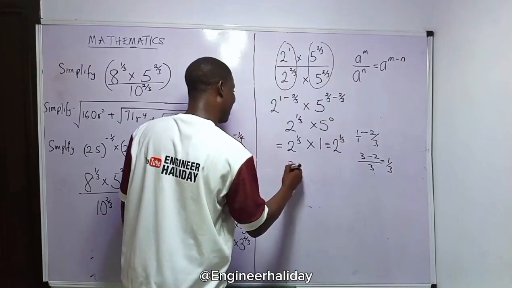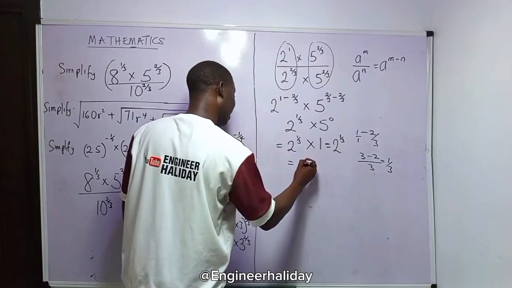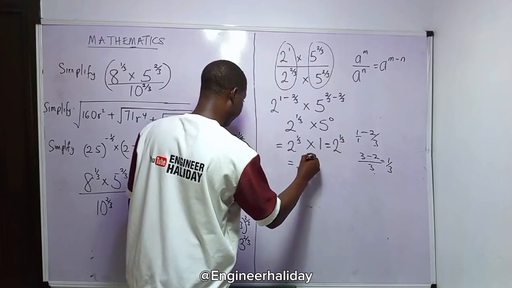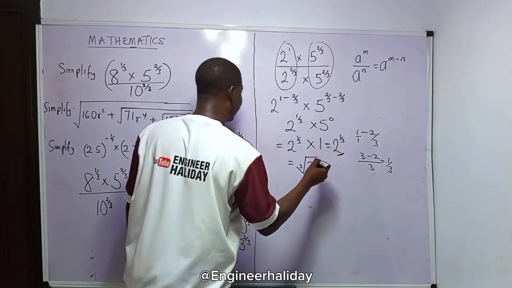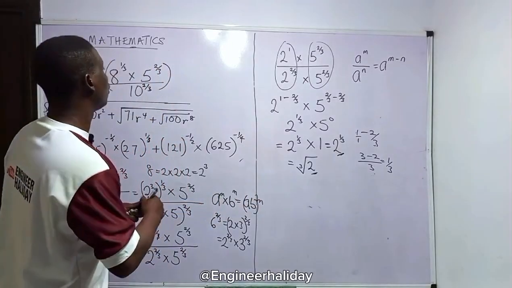In other words, we can write it, I told you, go and check the laws, it can be written as the cube root of 2. So if this one is there, take your answer. Now let's go to question 2.